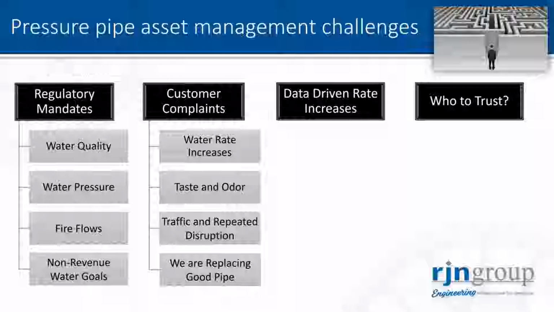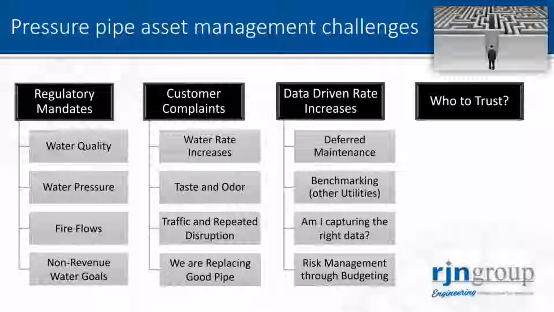And the fourth one's kind of a newer one in the last 5 years. We're replacing good pipe. We see this often where replacement programs are driven from a basic desktop assessment, no condition assessment. A lot of the pipe that's coming out of the ground today actually has a lot of life left in it. The third, with data-driven rate increases, one of the challenges here is we've got deferred maintenance that we need to start catching up on.